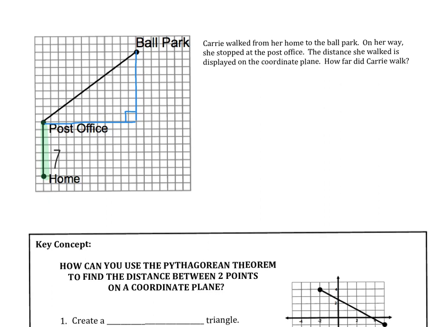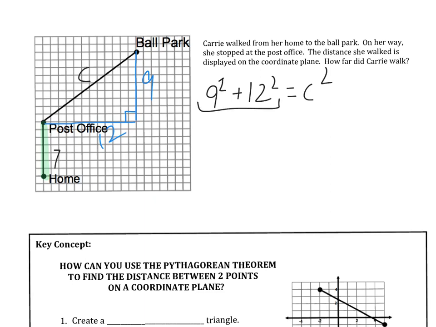So let's count these legs. 1, 2, 3, 4, 5, 6, 7, 8, 9, 10, 11, 12. This one's 12. And this one is 2, 3, 4, 5, 6, 7, 8, 9. All right, so now I can use the Pythagorean theorem to figure out the distance of the hypotenuse. I have the two legs. So 9 squared plus 12 squared will equal c squared.